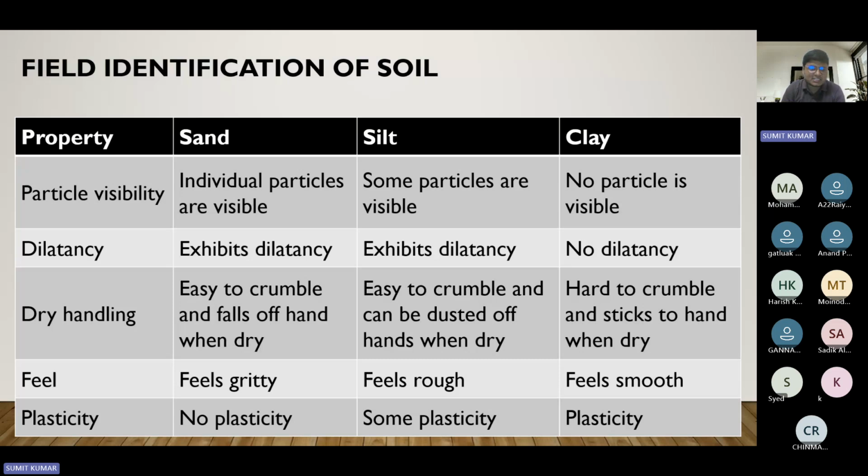Similarly, when we talk about the feel, sand feels gritty, silt is rough, and clay is smooth. Basically clay is smooth because it has high plasticity. Okay, this is written also that in sand there is no plasticity, silt has some plasticity, but clay has very high plasticity, right?